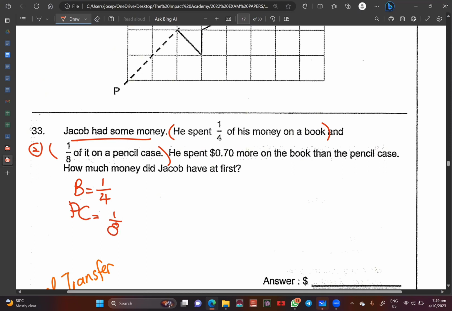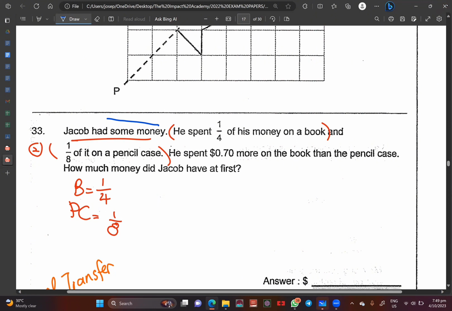But it doesn't make sense, right? How can the denominator be different? So we need to convert the denominator for the book. Very good. Make the denominator the same. Why is it that the denominator has to be the same? Because it came from the same amount, same pocket. You get what I'm trying to say now? How can the total be different?